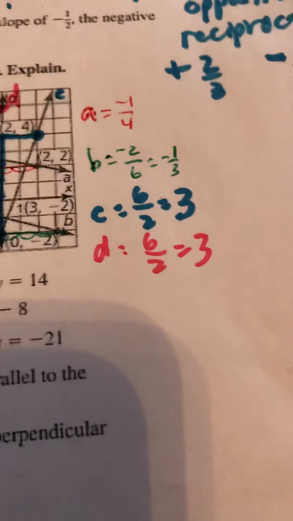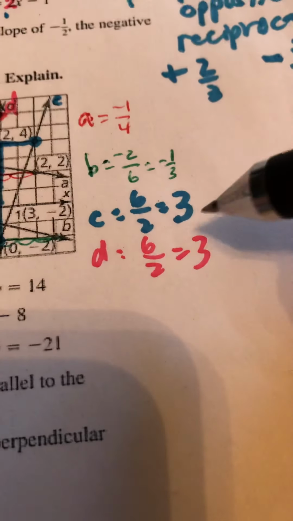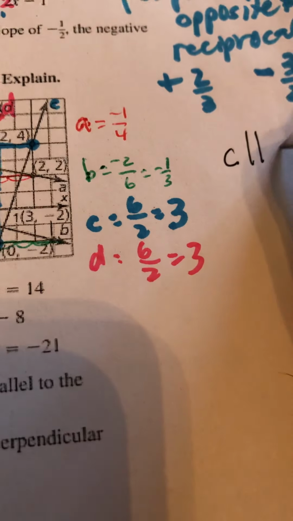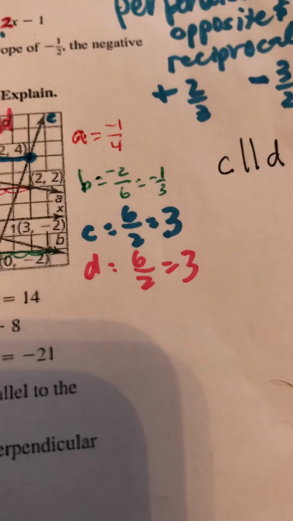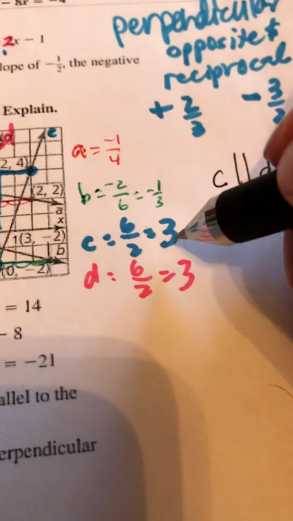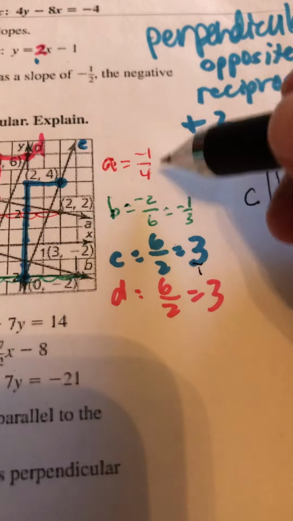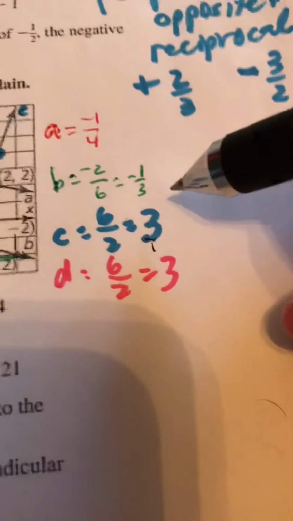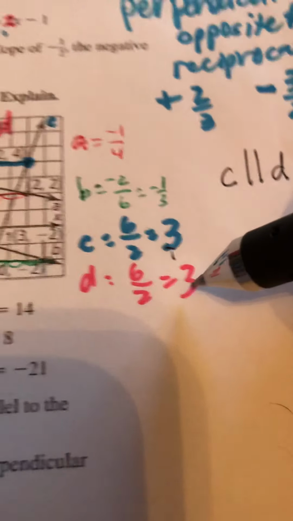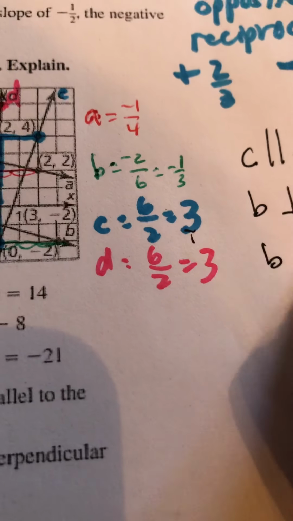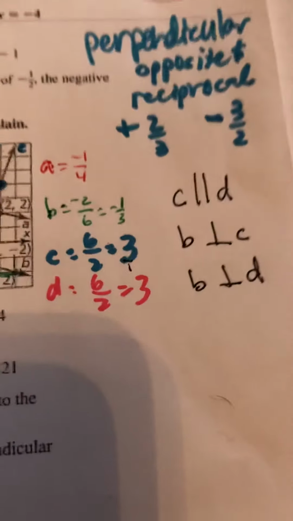So parallel means they have to be the same. I hope you see that C and D are both 3. So C is parallel to D. Okay, and then technically 3 is 3/1, and so this -1/4 is a loner. There's nothing going on there. But we have this -1/3 and a +3, so B is perpendicular to C and to D because C and D are parallel.